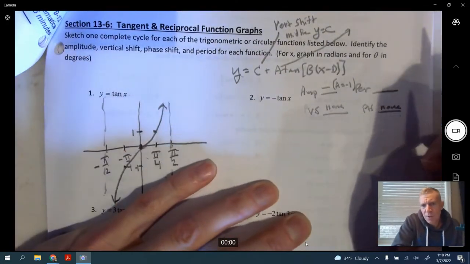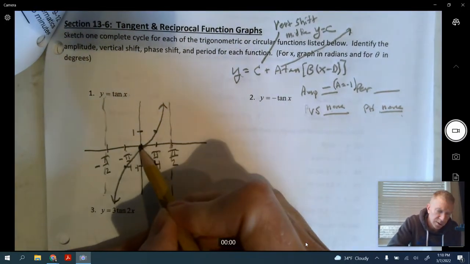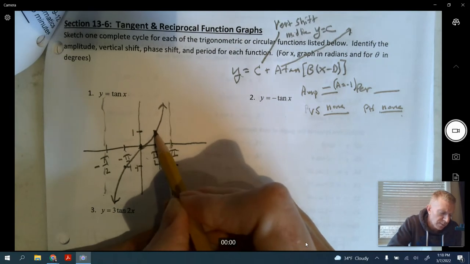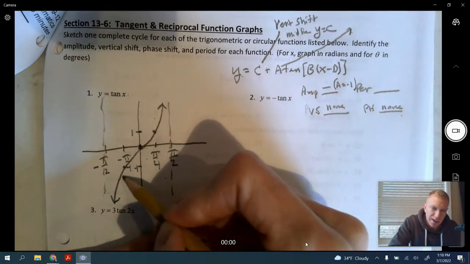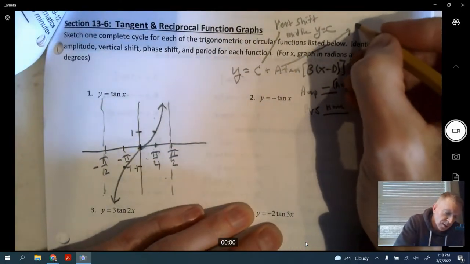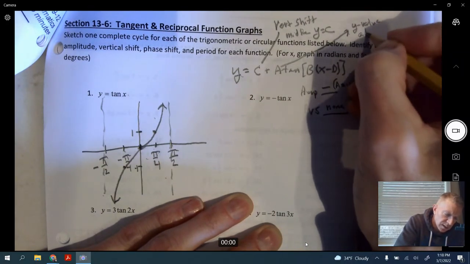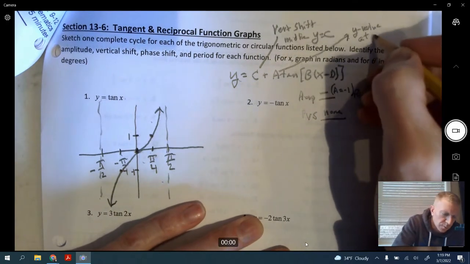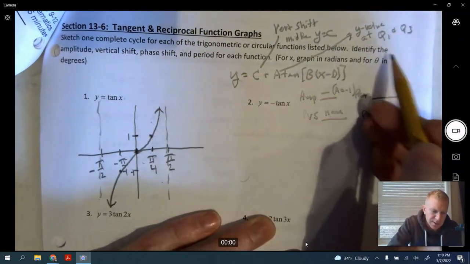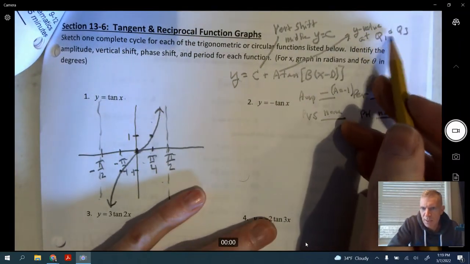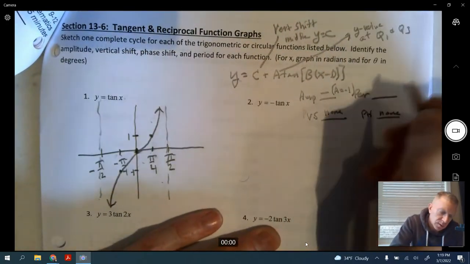This a value, it's not your amplitude, but it does tell you something. It tells you where these quarter marks are. Halfway between the middle of your graph and your asymptote is your y value, up at 1, down at negative 1. If this is a 2, you'd be up at 2 and down at negative 2. So I'm just going to say it's the y value, or the value of the function, at the first quarter and the third quarter, Q1 and Q3. That's not technical terms, but that's just a note to ourselves. That's the y value at the quarter marks, okay? Period is going to be just pi.